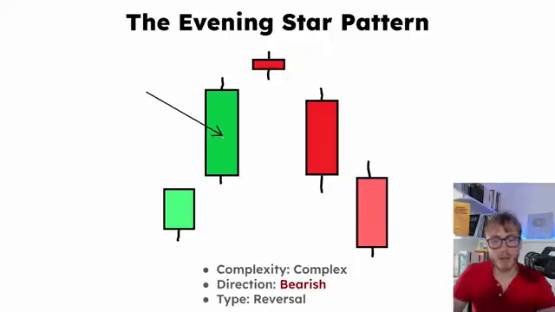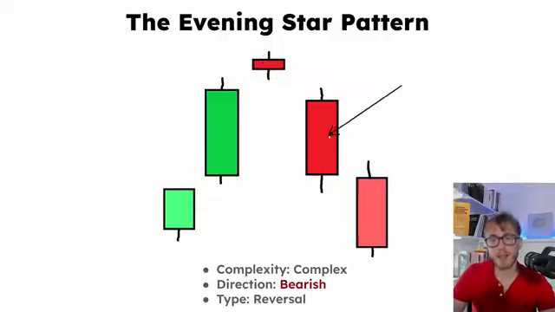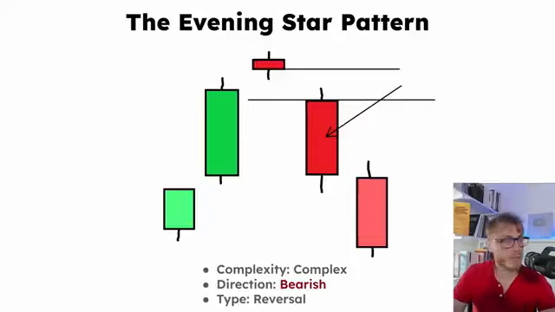Between the body of the first candle and the second candle, and this is very important, we need to see a gap. So between this point and this point, we want to see a gap here between the real bodies. The third candle here is a strong red candle. And once again, between the real body of candle 2 and the real body of candle 3, we want to see a gap like this.